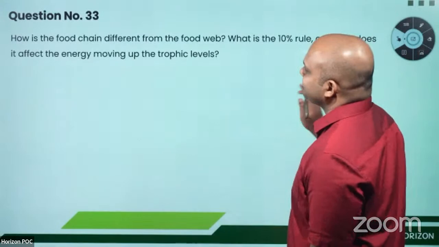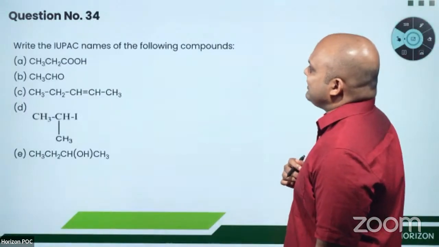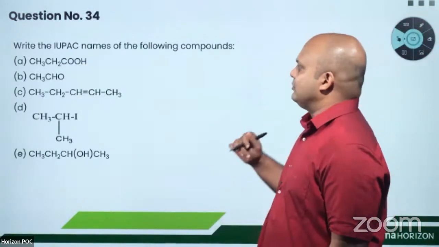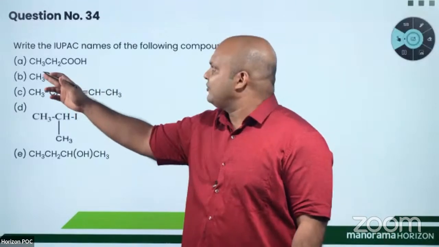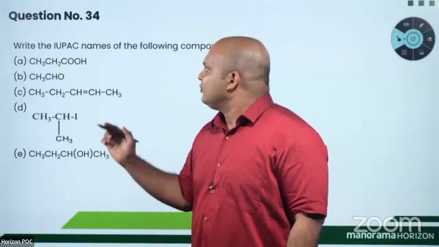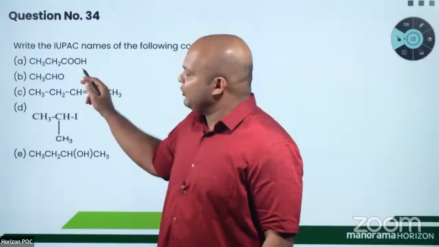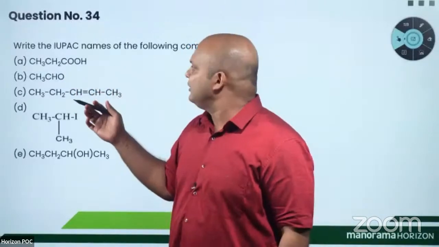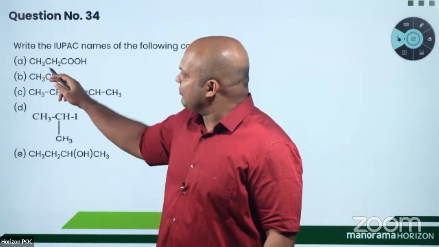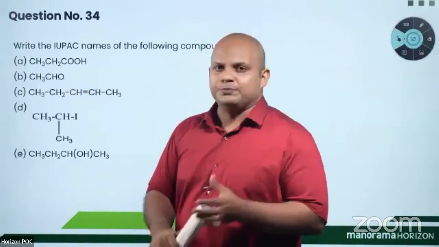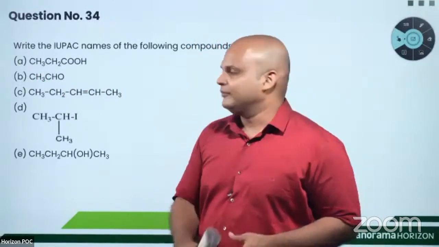Moving on. What is the IUPAC name for the following compounds? So the very first compound here is a carboxylic acid. So we notice that it contains the COOH group. So this is an acid. It contains 3 carbon atoms, 1, 2, 3. So that is prop. So this is propanoic acid.